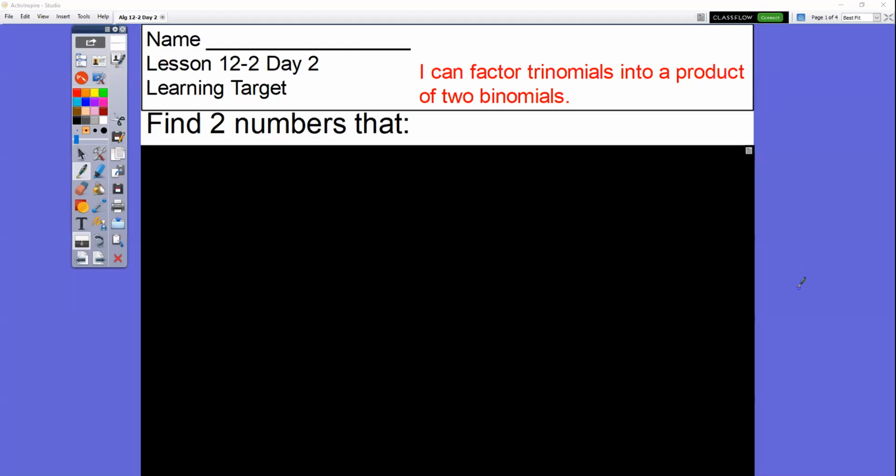This is the lesson for 12-2, day 2. What you are doing today, yesterday we did FOIL, right? Yesterday we multiplied the binomials together and got a trinomial as our answer. Today, what you're doing is something called reverse FOIL. You're taking a trinomial and breaking it down into the product of two binomials. Remember, product means to multiply.